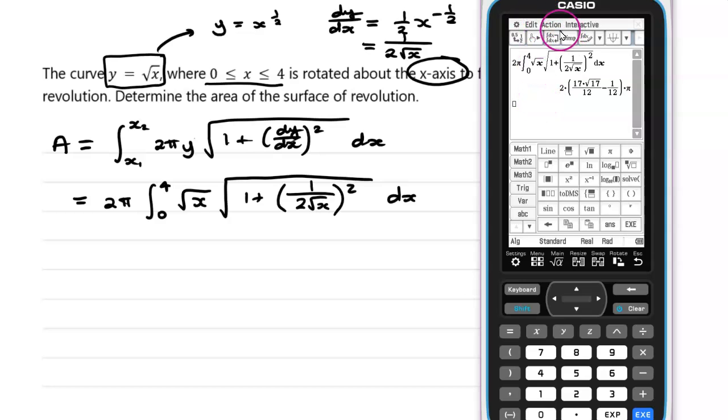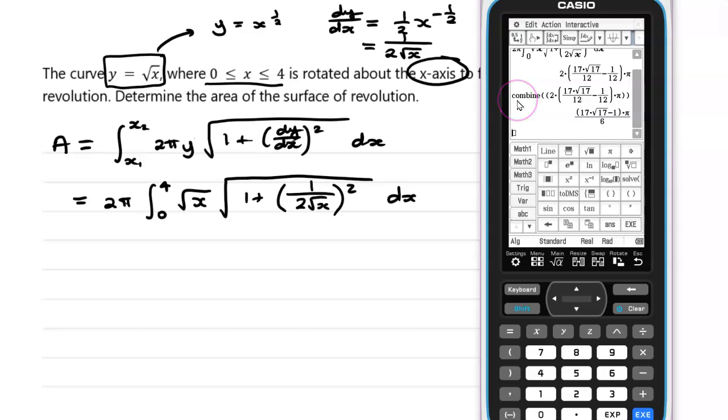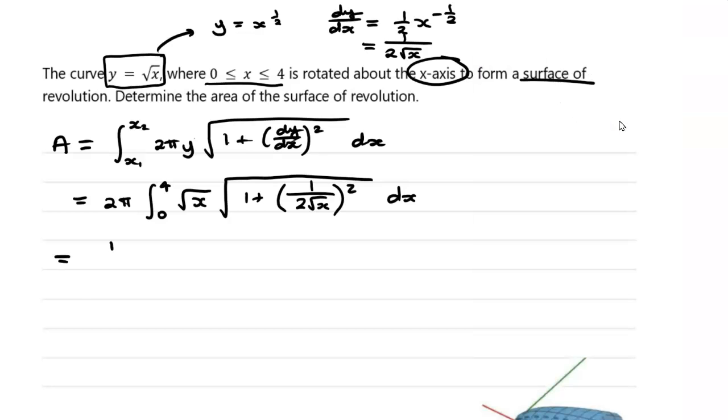Let's perhaps factor that out. Okay, rather than factoring it, I did mean combine. Okay, so we have 17 root 17 minus 1 times pi over 6. So let's put that pi over 6 at the front. And you could, of course, confirm this with your calculations by hand. And that's the surface area, so it's units squared.